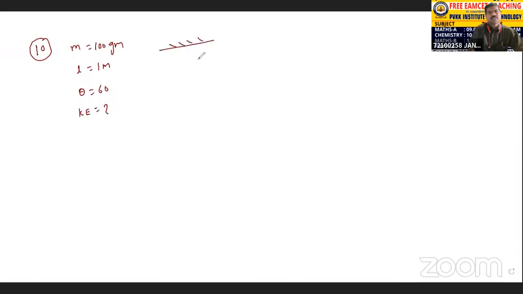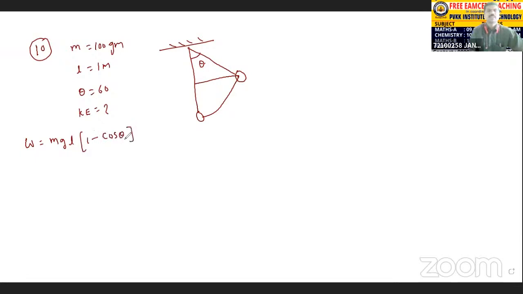So we know this figure. This is the mean position, and this is the extreme position. This is the height h. The angle is theta. As in the applications, we apply the direct formula. W is equal to mgl into 1 minus cos theta. So now find out the kinetic energy, work and kinetic energy, KE.